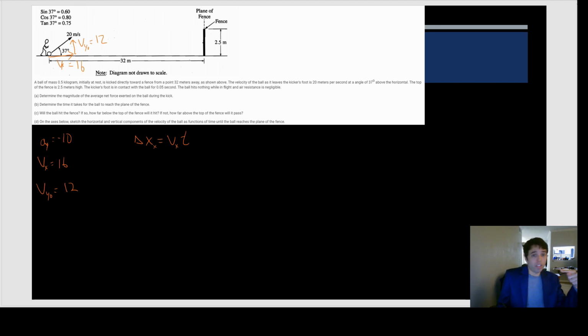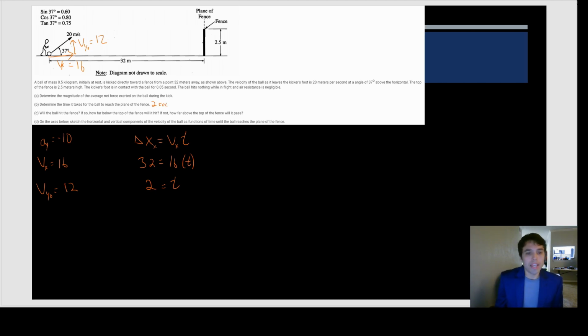We just want to know how long it takes to get to the plane of the fence. Well, the plane of the fence is horizontal. We've got to go to the right to get to the plane of the fence, right? So we're going to use the horizontal velocity to figure that out. We know it's 32 meters away, and we know that our horizontal velocity is 16, so we're going to solve for t. So we divide by 16 both sides, and we get t equals 32 over 16, which is 2. Even though I know it's 2 in my head, I still have to punch it in the calculator. 2 seconds. All right, so the answer to part B is 2 seconds.